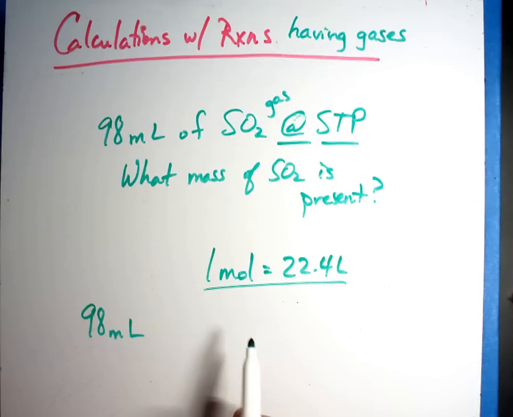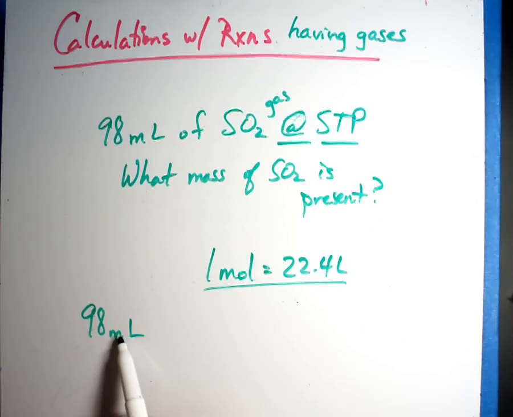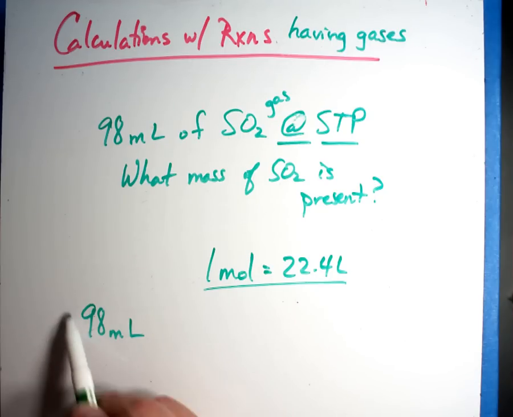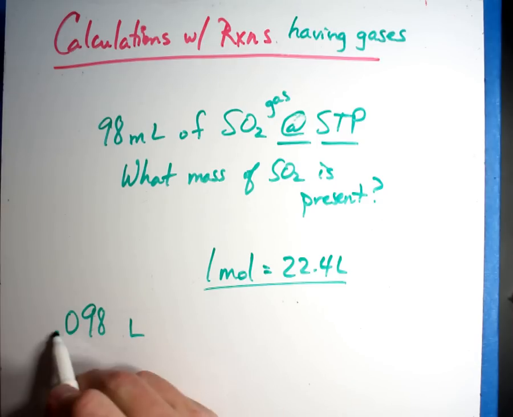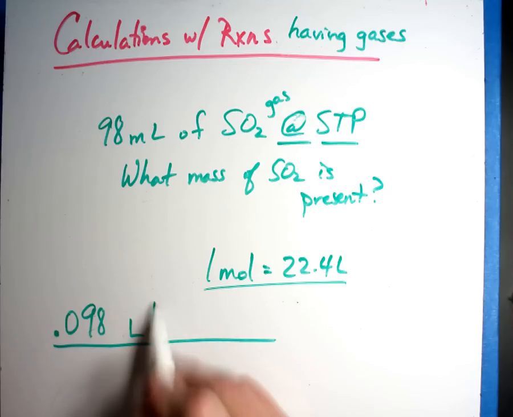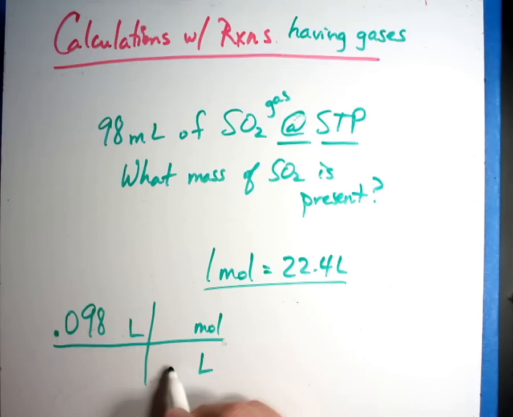But I have a problem. You'll notice that this is in liters and this is in milliliters. Well, that's an easy fix. If I want this in liters, I back the decimal up 3 spots. 1, 2, 3. So now I've just converted this into a unit I can use, 0.098 liters. So liters can be converted into moles very simply, 22.4 liters equals a mole.